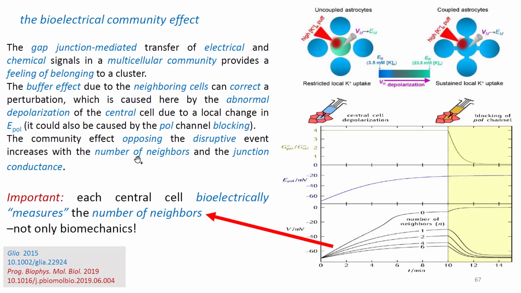More than this, and this could be important, each central cell can measure the number of neighbors not only by biomechanics but also by bioelectrical effects. Bioelectrical effects should be able to tell the central cell how neighbors are effectively connected to it, which can be important, for instance, in developmental processes, this sort of measuring the bioelectrical state of neighbors.